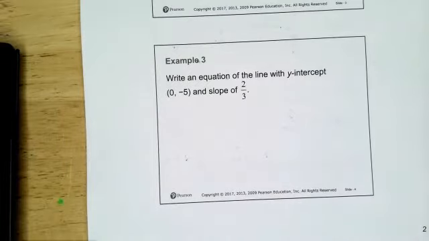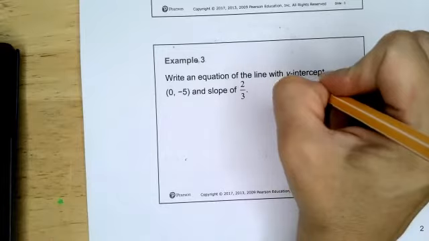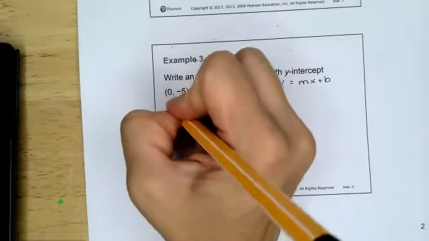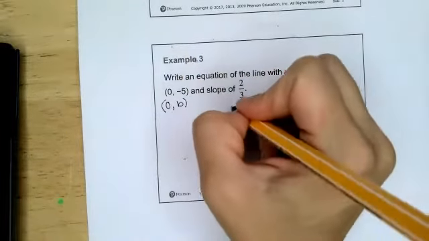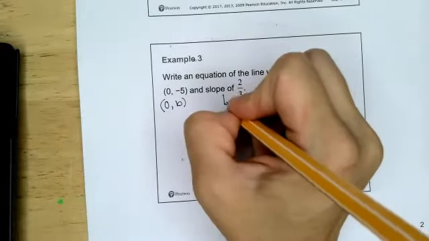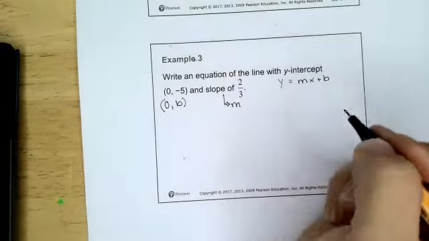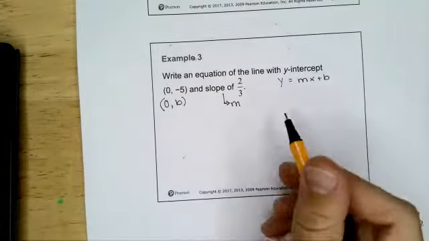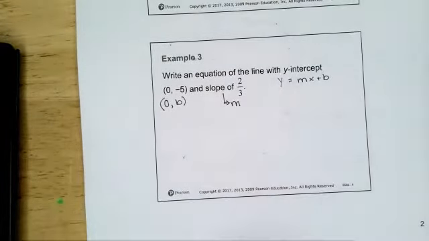All right. Now it's asking us to write an equation of the line with a y-intercept of (0, -5) and a slope of 2/3. Okay. Remember, y equals mx plus b when your y-intercept is (0, b) and my slope is m. Slope of m, y-intercept of (0, b). And then we just put those numbers in there.